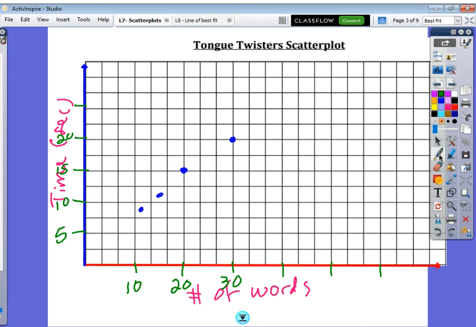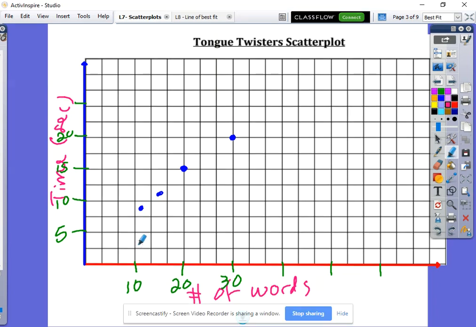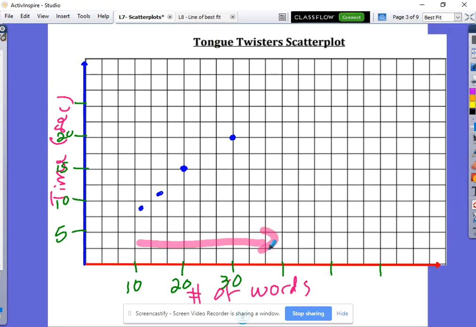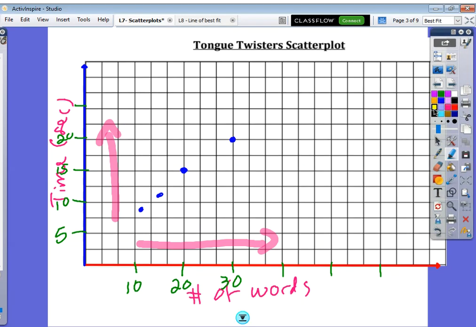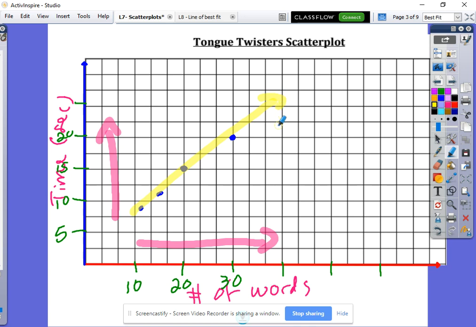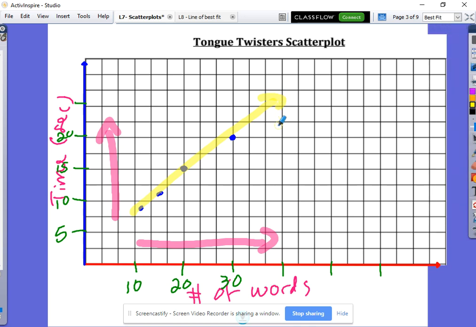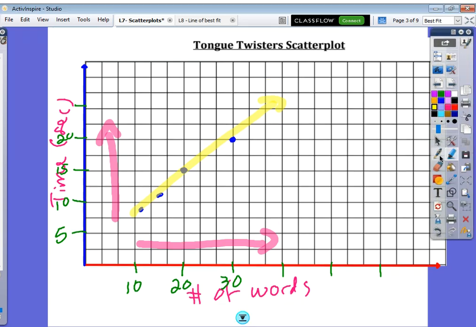But what we're looking at here is we can generally see that as the number of words goes up, the amount of time it takes us to say those tongue twisters also increases. So what happens is you get this kind of line that looks something like that. Obviously, I'm not hitting every single point, but you have a line that, in general, from left to right, is increasing.